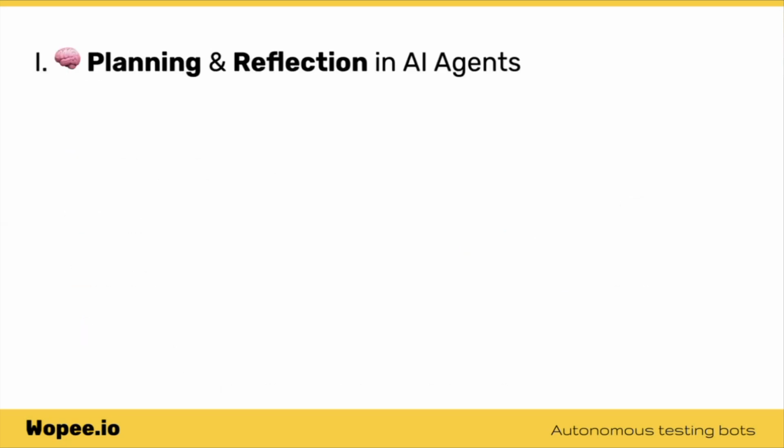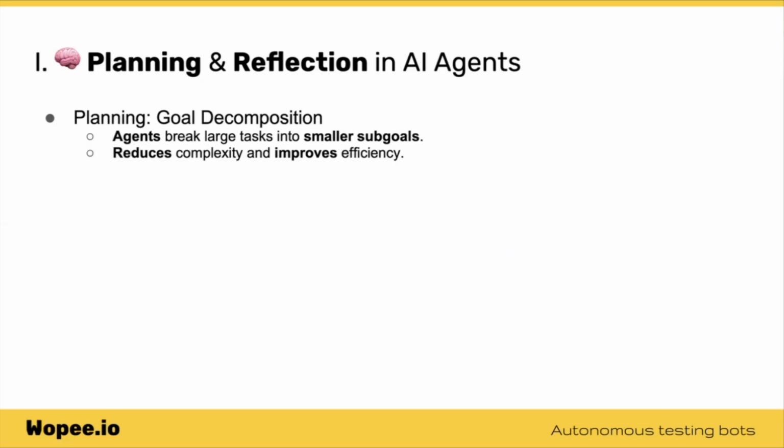So planning and reflection is the first building block and probably the most attractive and important when you are building an AI agent, because as a functionality, the agent itself is able to break large tasks into smaller subtasks or sub-goals. And this helps us to reduce complexity and improves efficiency of the entire task which needs to be done by the AI agent.